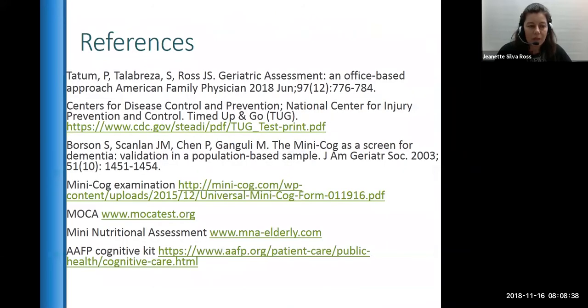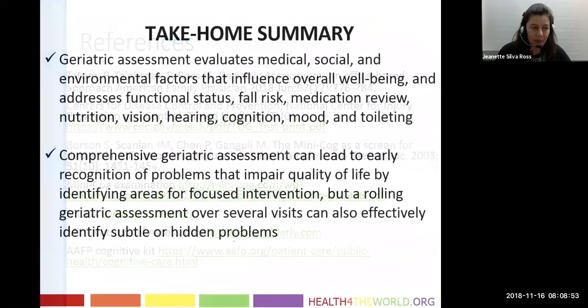Here are some references. They're linked to the article, and some of the links are to the tools that you can use in doing the geriatric assessment. I'm sure you'll have access to the presentation, so you can look at those with more time.